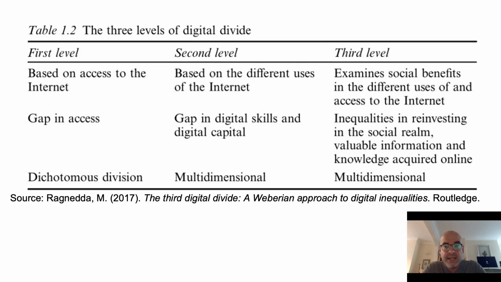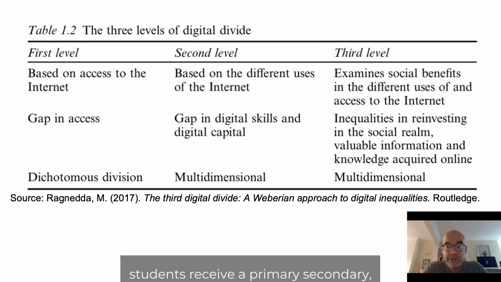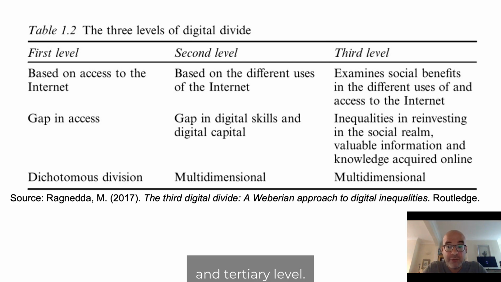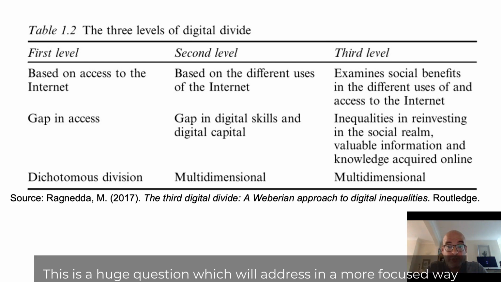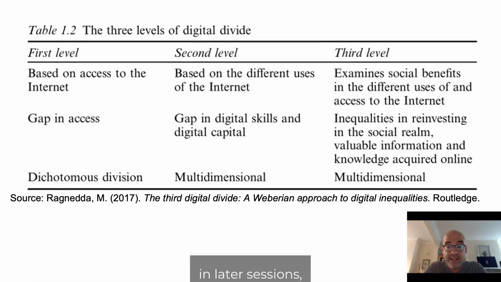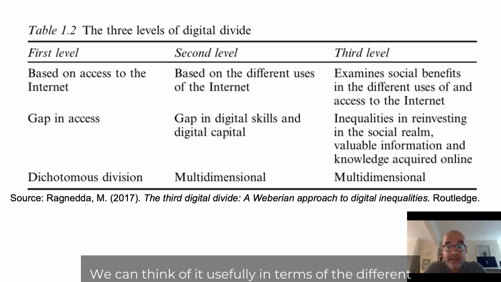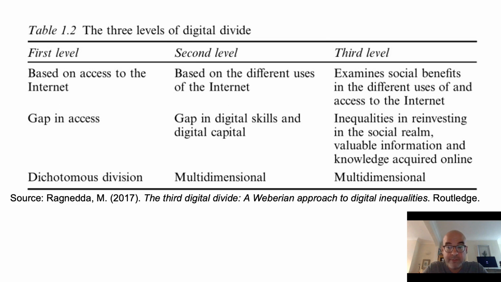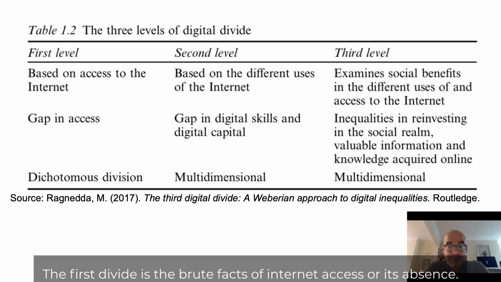What do these questions mean for the kind of education students receive at primary, secondary and tertiary level? This is a huge question which we'll address in a more focused way in later sessions. But in this introduction, I want to suggest we can think of it usefully in terms of the different levels of digital divide. The first divide is the brute fact of internet access or its absence.